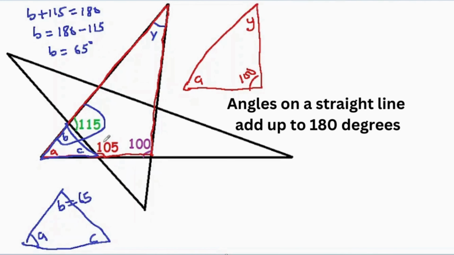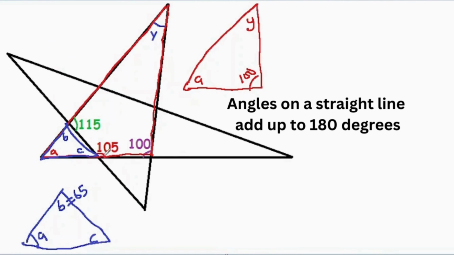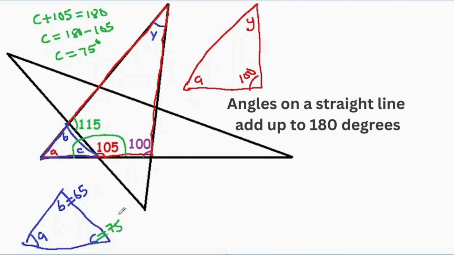So what about our C? As for angle C, just follow my green ink here. We have C and 105 on a straight line. Sum of angles on a straight line is equals to 180 degrees. So that's C plus 105 is equals to 180 degrees. So C is equals to 180 negative 105, which gives us 75 degrees. So our C here is 75 degrees.